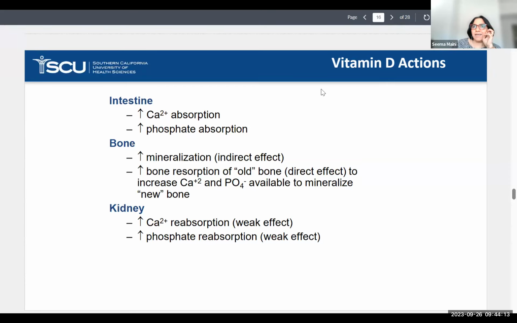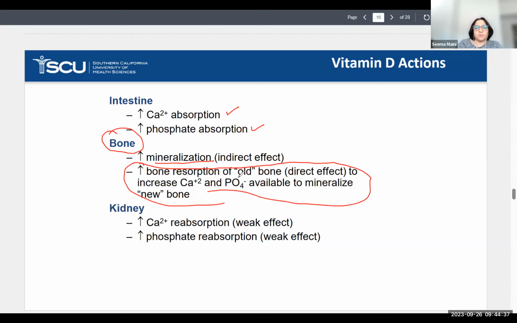So all its actions on the target cell are like any other steroid hormone. What are the actions? In the intestines, it enhances calcium absorption and phosphate absorption. In the bones, it causes increased mineralization. How this is very important: it increases bone resorption of old bone. That is a direct effect, so it enhances osteoclastic activity. But then it makes more calcium ions and phosphate ions available to mineralize new bone.